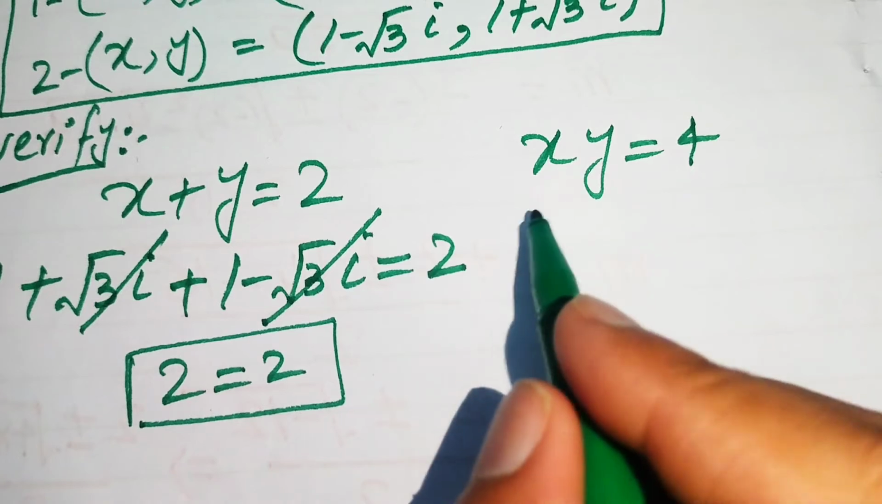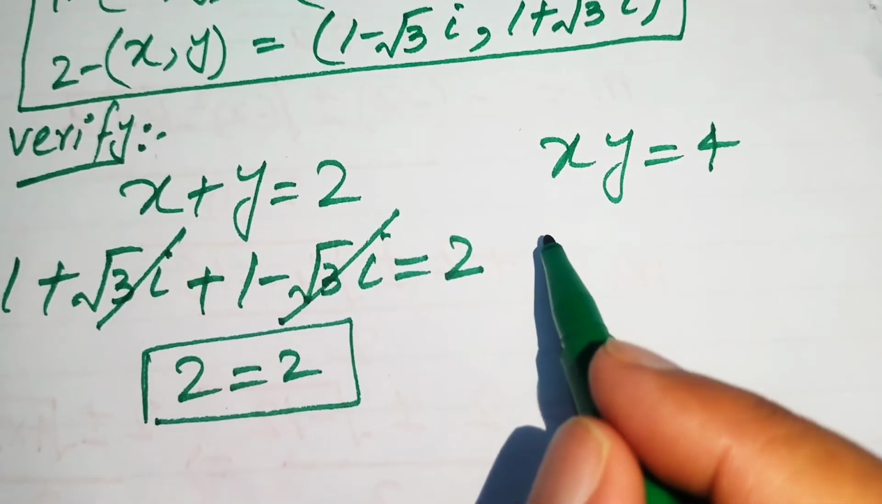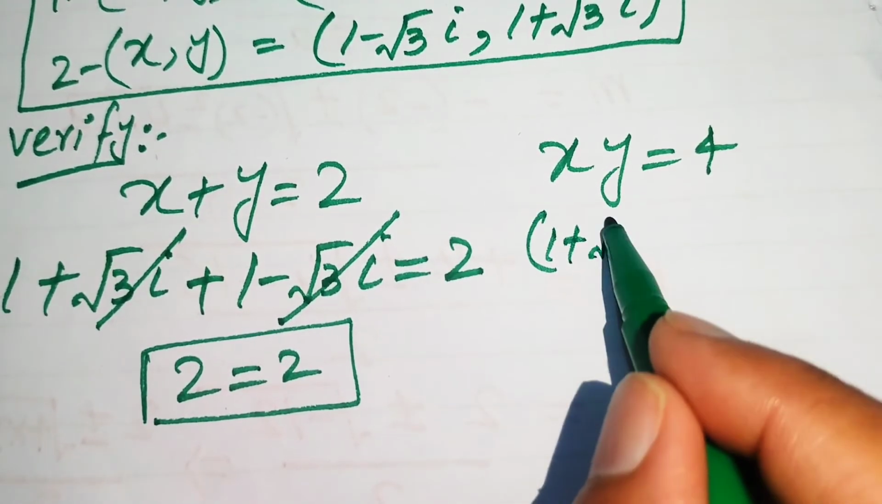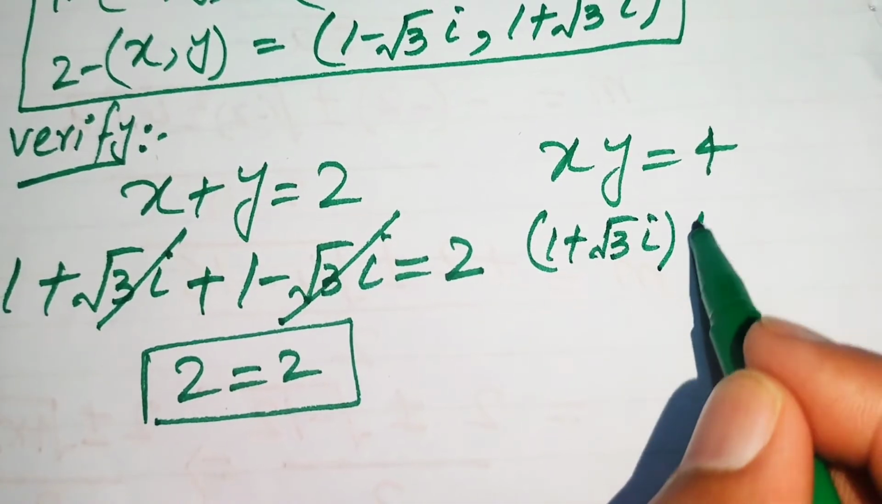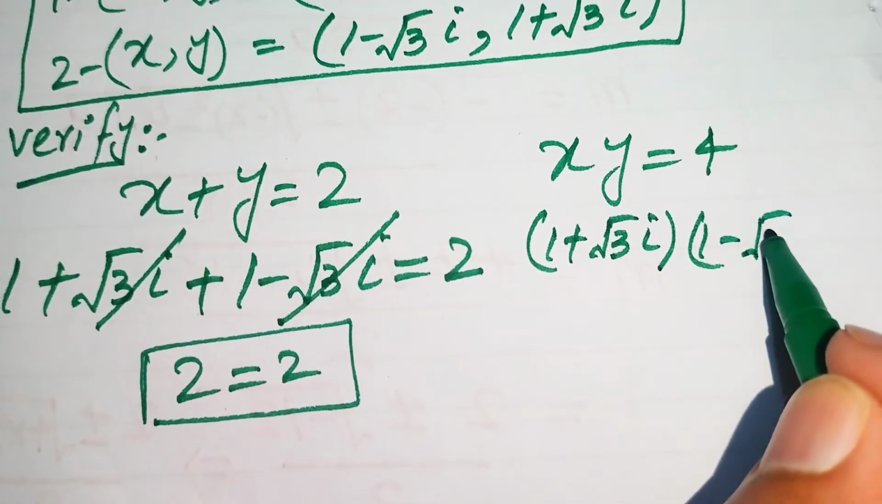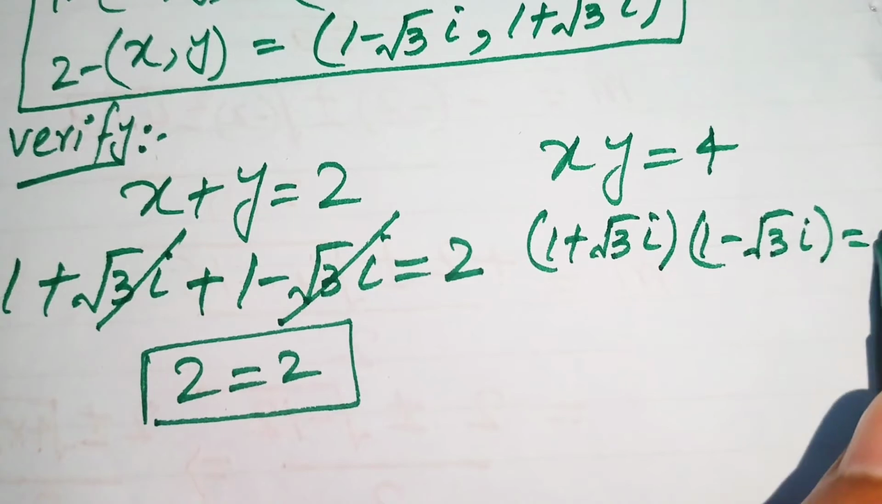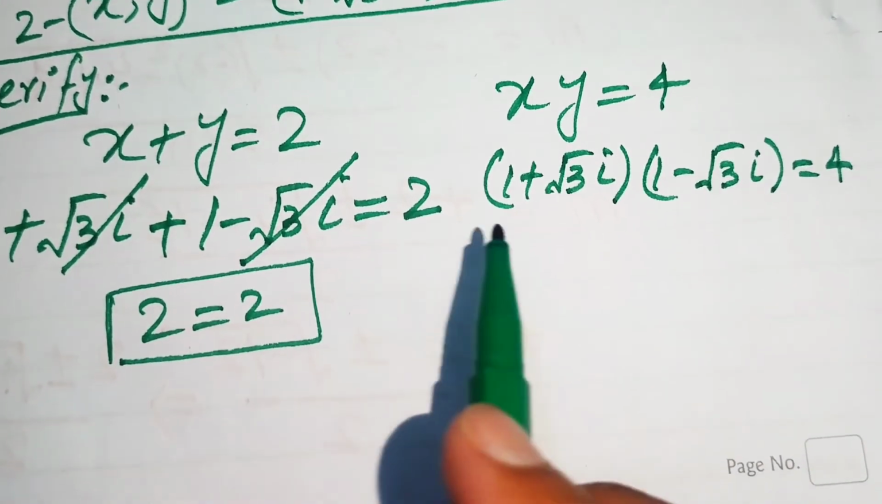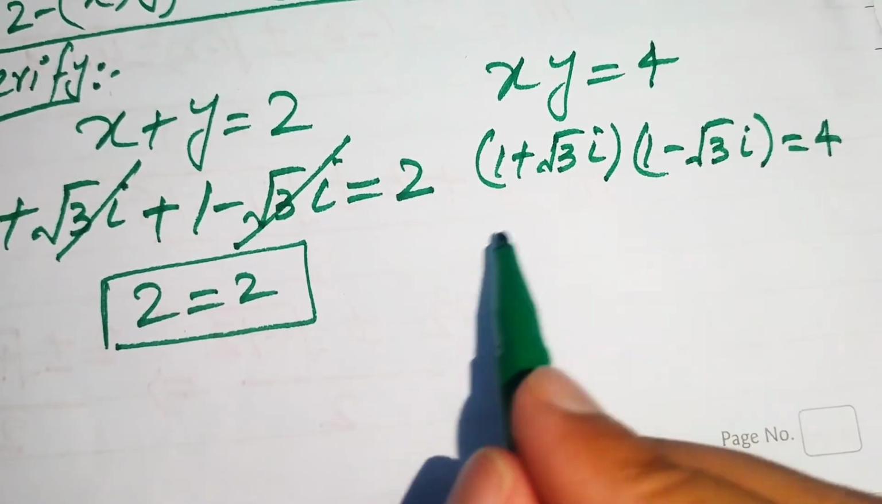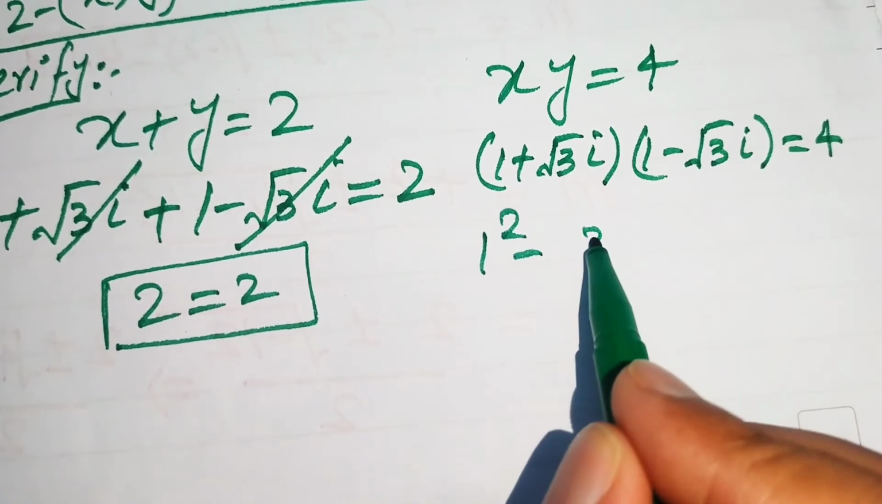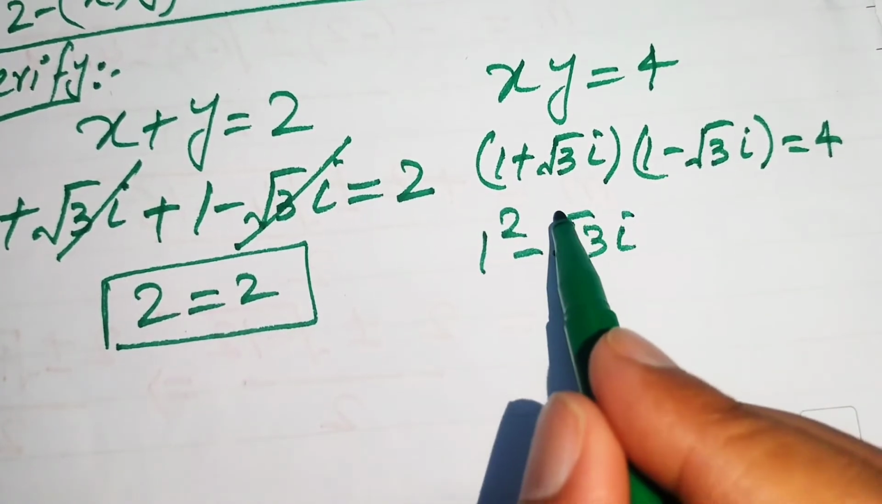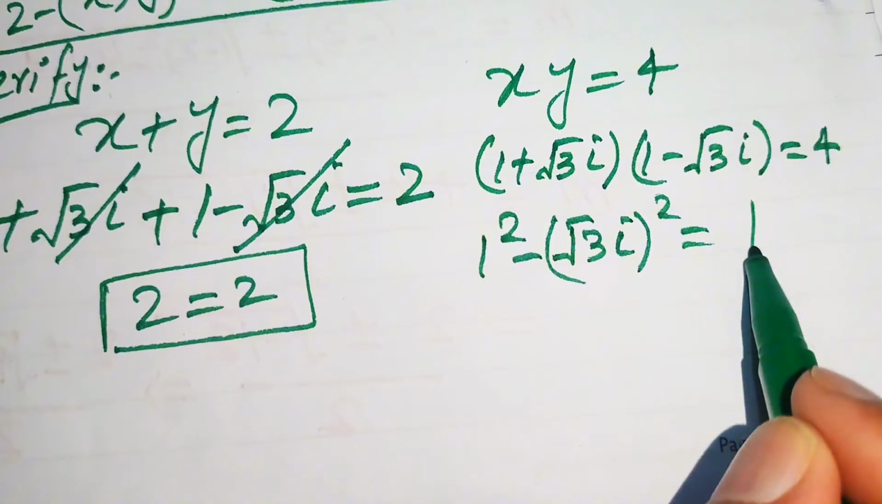Now we check the second equation. Here you have xy. The value of x is 1 plus square root of 3 iota, and the value of y is 1 minus square root of 3 iota, equals 4. Here we use the identity for a plus b times a minus b, and we write this term as 1 square minus square root of 3 iota square, equals 4.